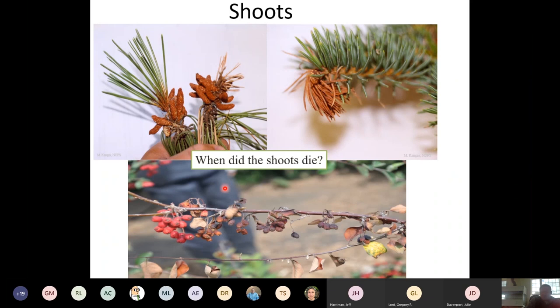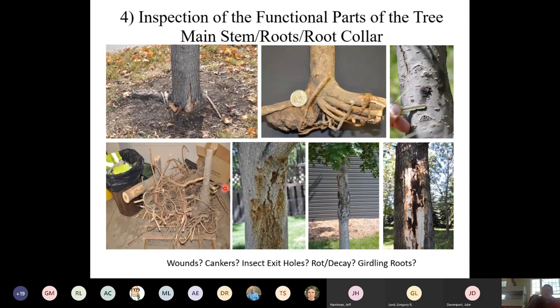Okay, inspecting the functional parts of the tree: main stem, roots, and root collar. We talked about girdling roots. This is not a great example of a girdling root, but when a root grows over another root like this, and here you've got another root growing over, and this root right here that's kind of growing over a main root, plus you've got a basal scar. None of this stuff really helps the tree maintain vigor. It's something that you want to keep an eye on.